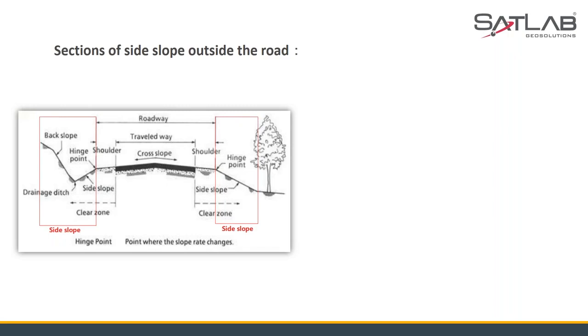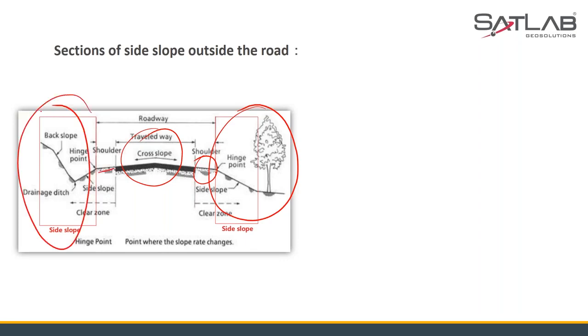Side slope, what are these side slopes? Well, side slopes are generally used in hill roads. So this is my travel way or the carriageway over here. Then comes my shoulder. This is my hinge point, and after the hinge point, this is my side slope. We're going to learn how to design these side slopes.